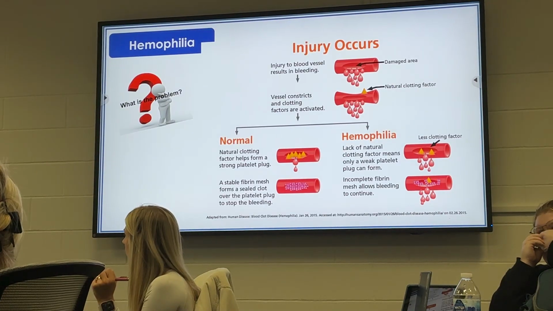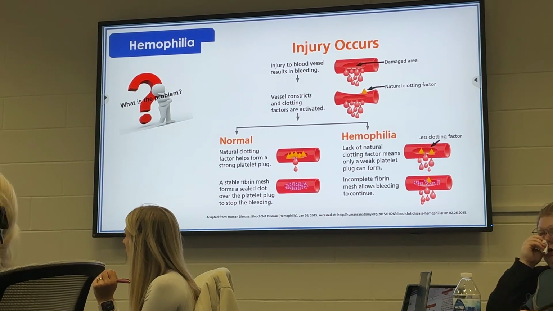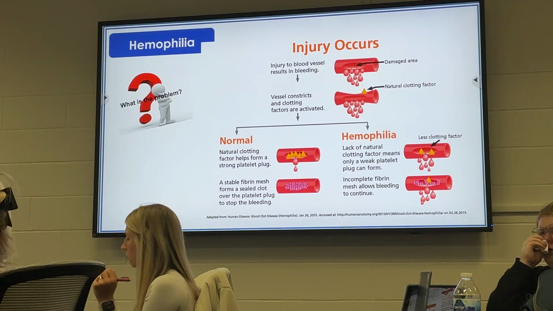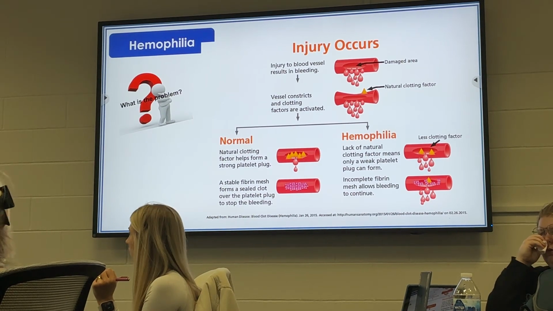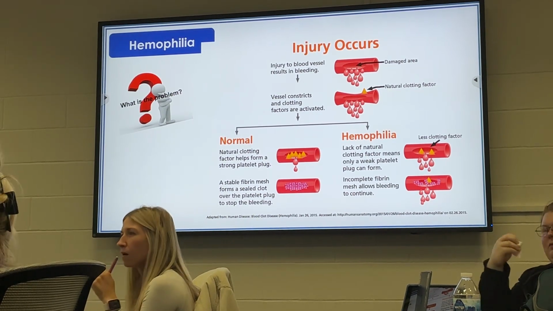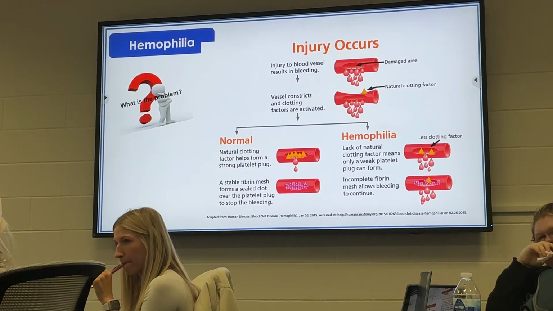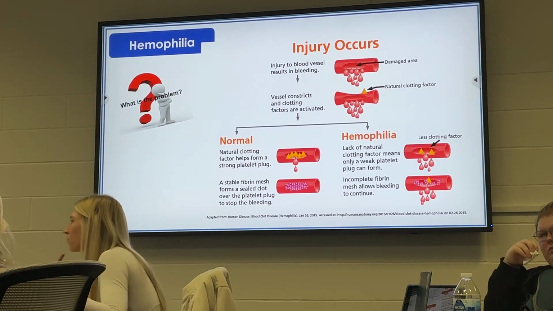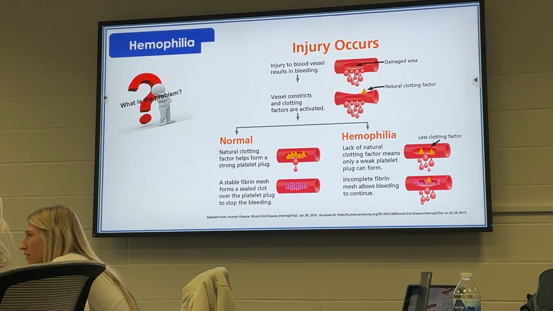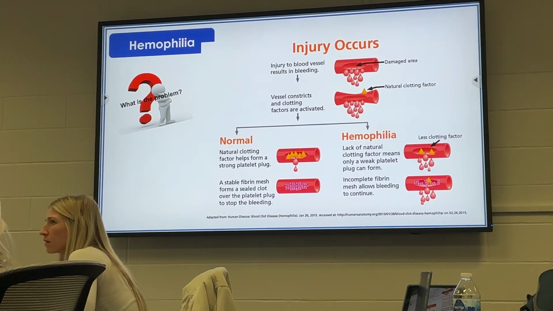The problem is, it's usually bleeding in the joint. They don't have a needed factor, whether it's 8 or 9, that causes you to clot when your knee gets injured. It does not allow them to clot when their knee or their joint gets injured, and that's where the problem is.